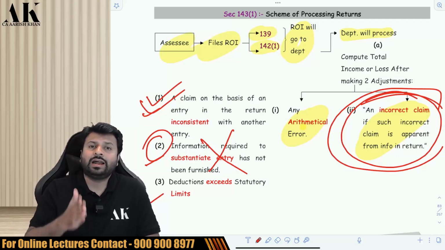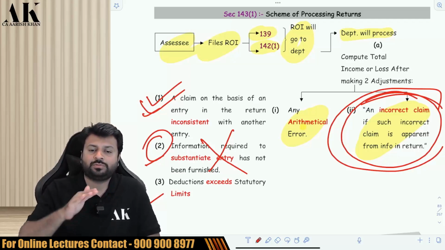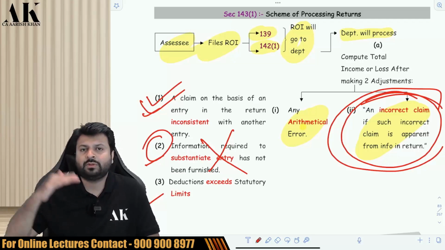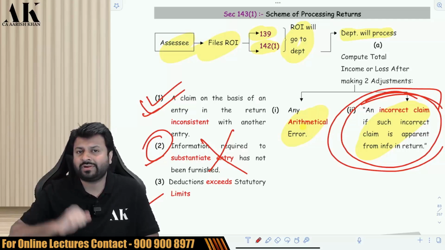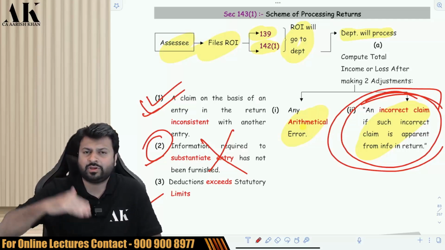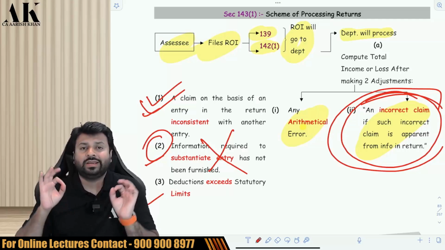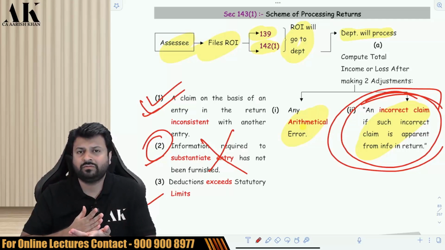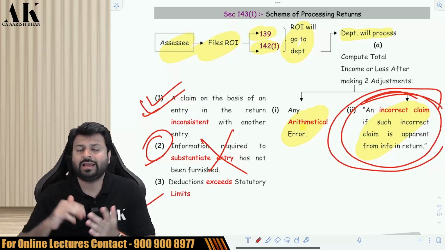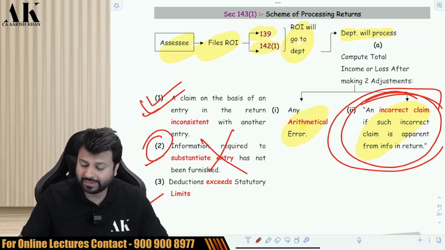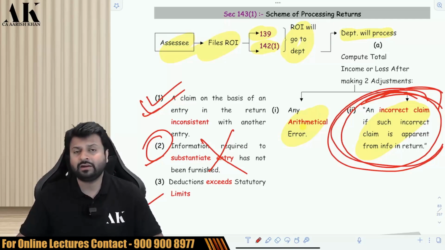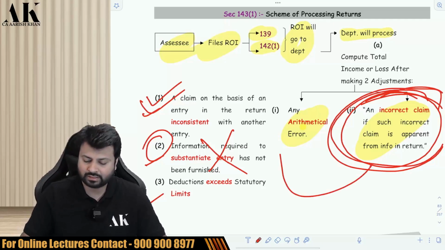Next, you are claiming statutory deductions beyond the statutory limits, like house property deduction beyond 30% standard deduction, like 80C deductions beyond 1,50,000, like 80D deduction beyond 25,000, 30,000 and 50,000, whatever is the limit for 80D. So in that case, the software will pick up your item and will add back your excess deductions. This is what incorrect claim apparent from any information in the return means. These are the 3 points, 1, 2, 3.